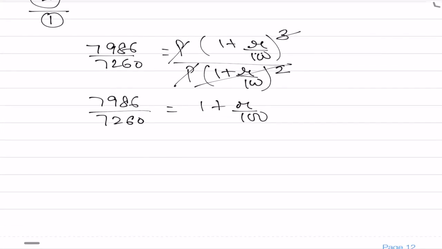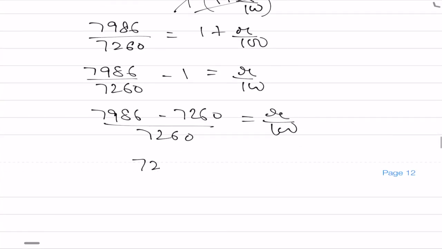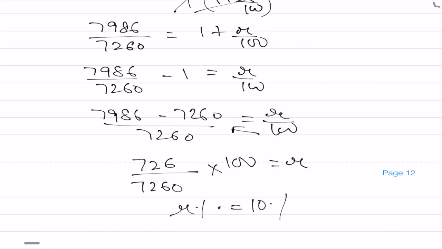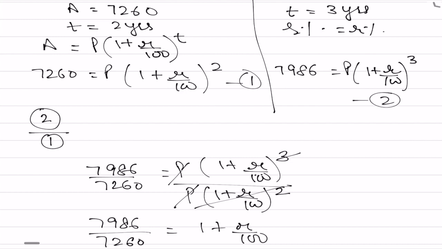Now we'll shift 1 to the other side and subtract. After subtraction, we can see that we are having the terms 726 upon 7,260. 100 will go that side. So rate of interest is 10%. So we have got the rate of interest. In the same question, children, if they have asked to find the principal, then what we will do, we will put the value of rate of interest either in the first equation or second equation and get the value of the principal.